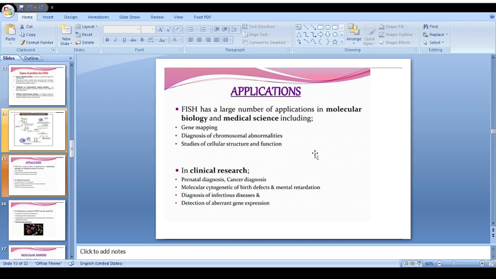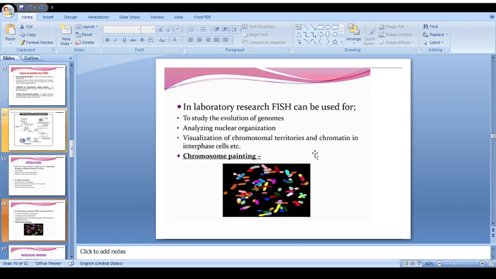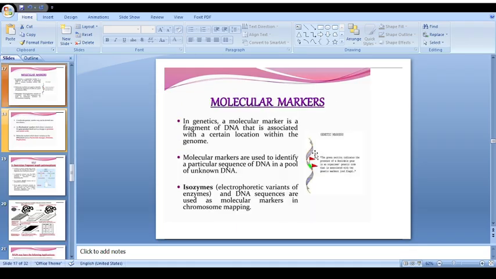All these are made possible by our FISH technique. In laboratory research, FISH can be used to study the evolution of the genome and to analyze nuclear organization, visualization of chromosomal territories and chromatin, etc. It is even useful in creating chromosome painting, where we make our chromosomes colorful by using fluorescent markers.